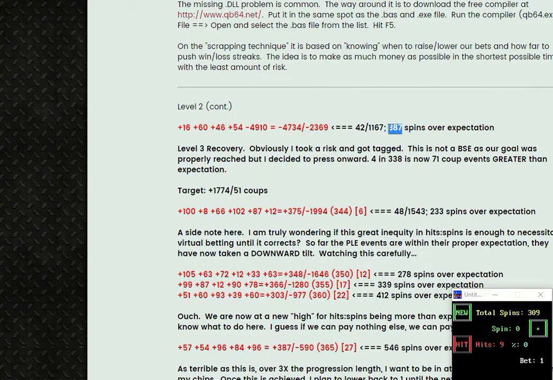A PLE, a progression loss event, is totally due. Totally due. And what do I say? Oh, well, actually, it did hit. This is a PLE event. This line is a PLE event. So, okay, well, I guess you see how that works.